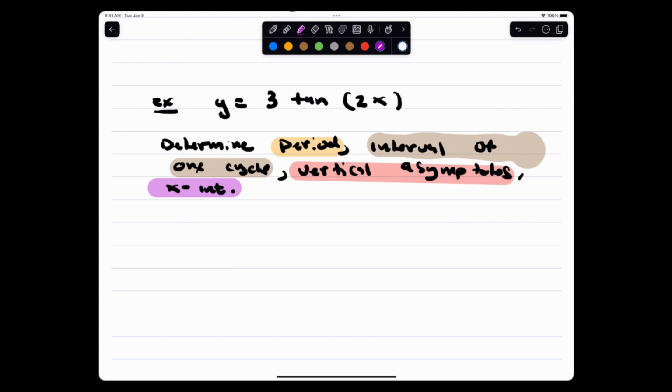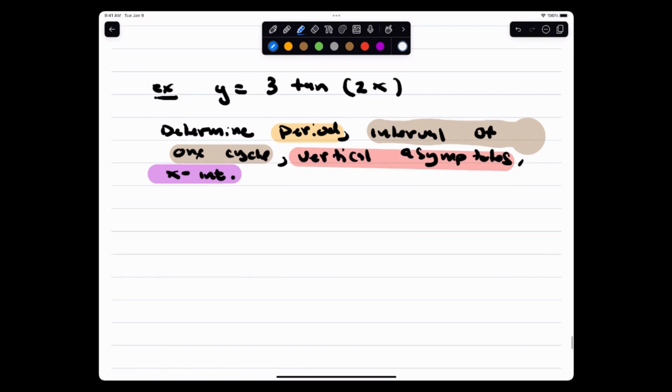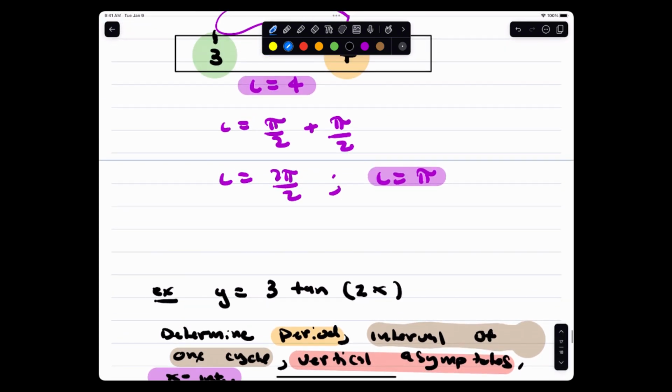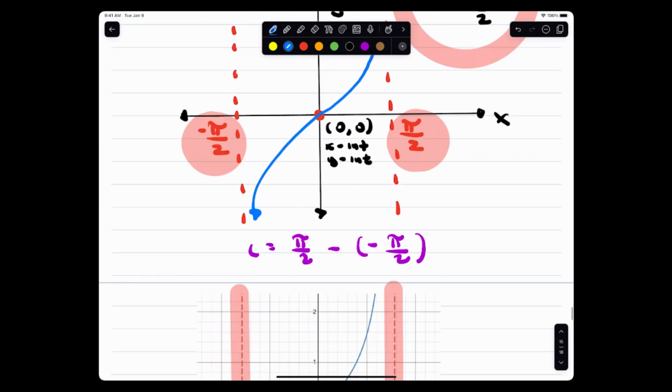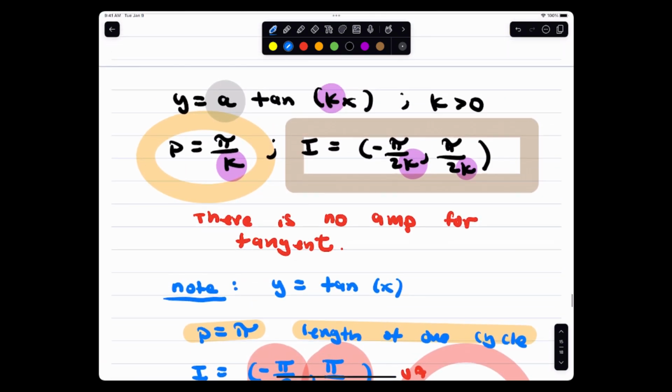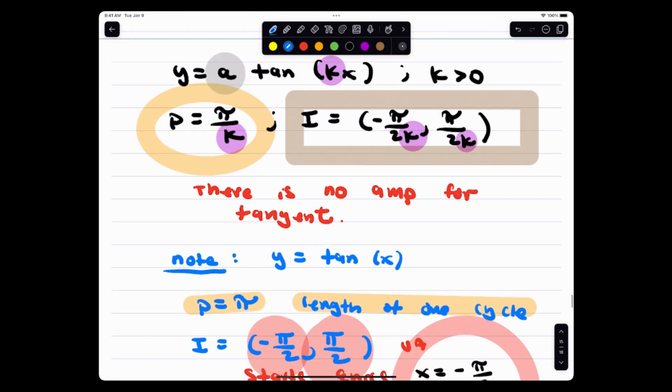All right. Does anybody know? Tell me, where do you guys think you start? What's your definition of period? Period is going to be pi over what? Well, is it pi over 2k or is it pi over k? For a tangent, it's pi over what? K. Remember this?